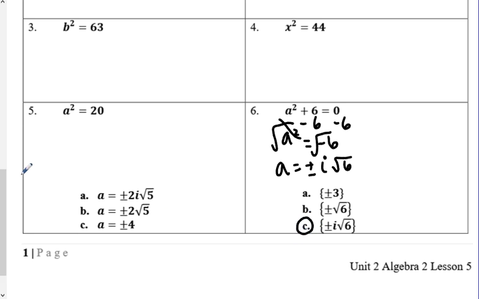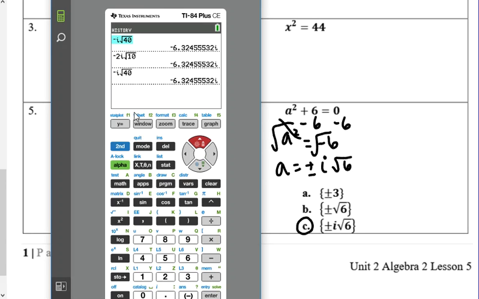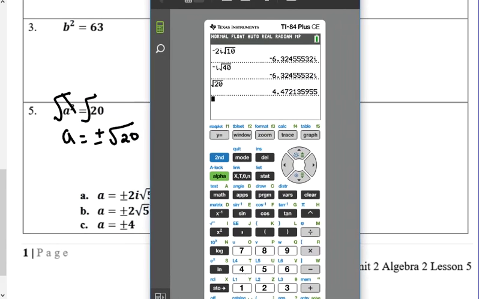Okay, guys? Well, let me just go through. How do you find your answer for number 5 if you don't want to simplify this? Number 5, if I take the square root of both sides, so you have a equals plus or minus square root of 20. Okay? At this point, which one do you check? All I do is I put square root of 20 in my calculator. Hit enter. You get this in decimal form, and then now I'm going to search for my answer in my answer choices.